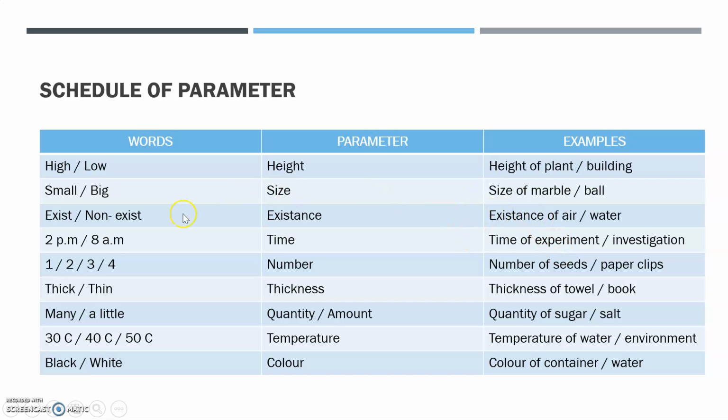Alright. And then thick or thin. The suitable parameter is thickness, ketebalan. Example, thickness of towel or thickness of book. Ketebalan tuala ataupun ketebalan buku. Alright. And then the next one, many or a little. This one refers to quantity or amount. The suitable parameter is quantity. Alright. Example, quantity of sugar, quantity of salt. Quantity is the parameter, sugar and salt are objects.